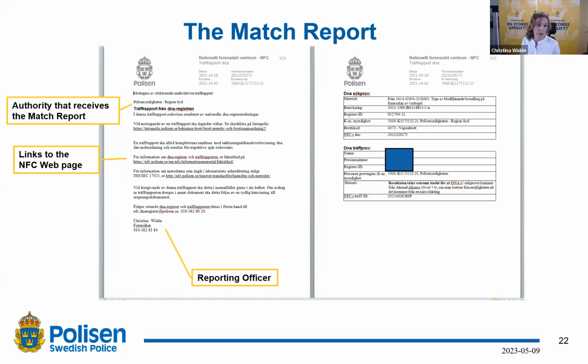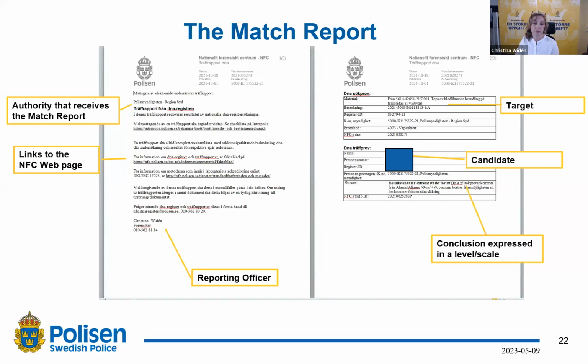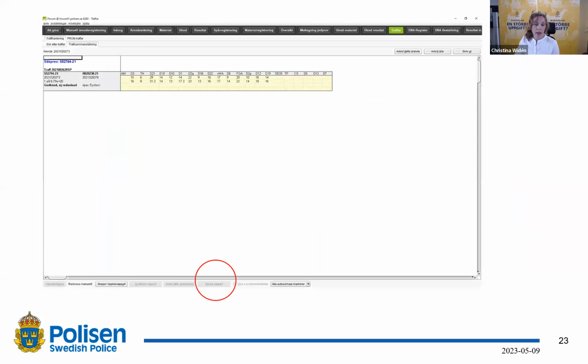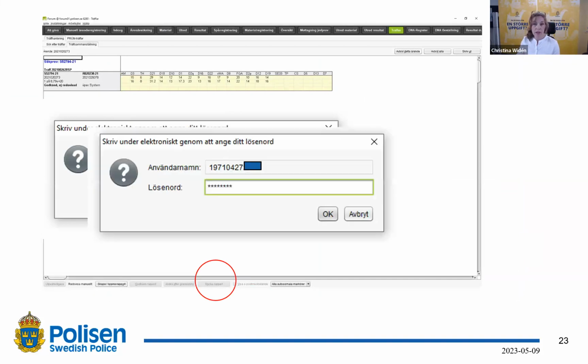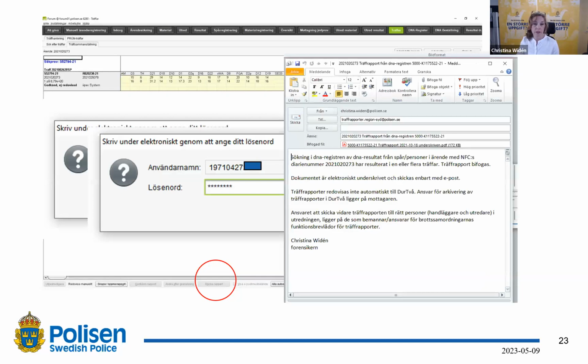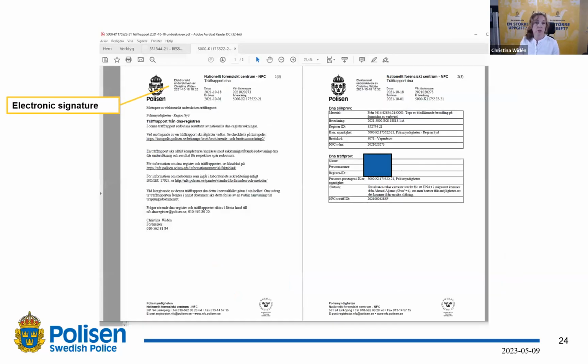And then we also have that it's me who reported this match. Then we have the target, and then we have the candidate, which is a person here. And then we express the conclusion on a scale level. By hitting this button, the match report is signed electronically by me by entering my digit numbers, and then the system will put together an email automatically for me, and also make a PDF of the Word file of the match report like this, and I just send the email. And when the police open it up, you can see here that it has an electronic signature by me. So this is how we do it.